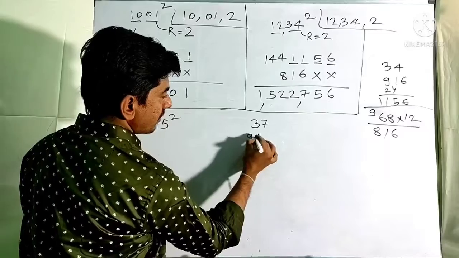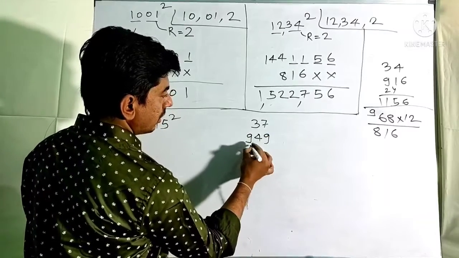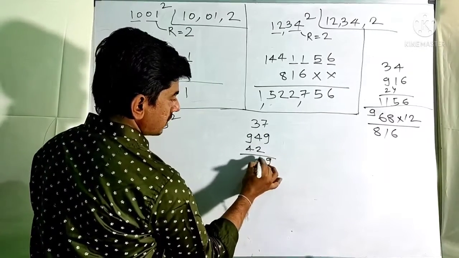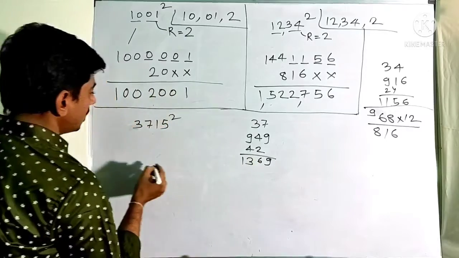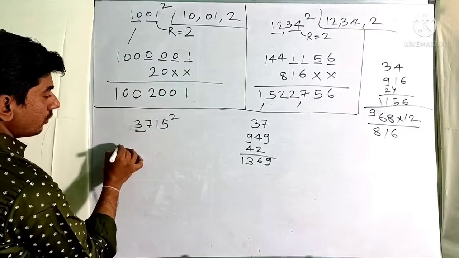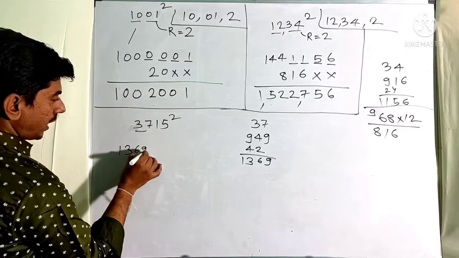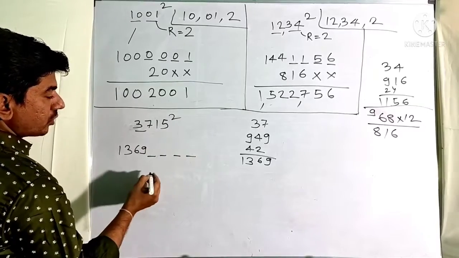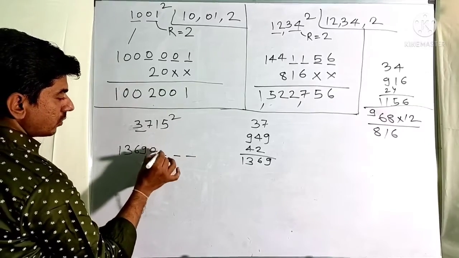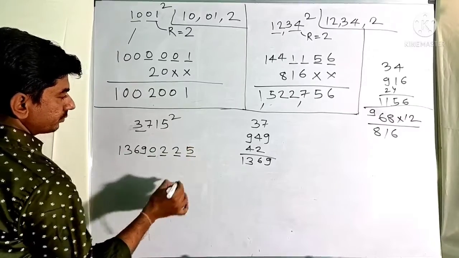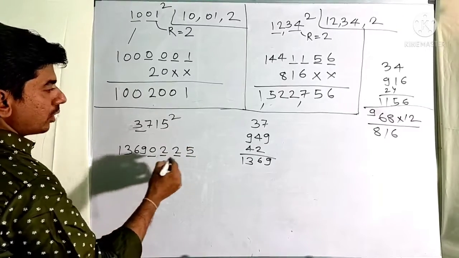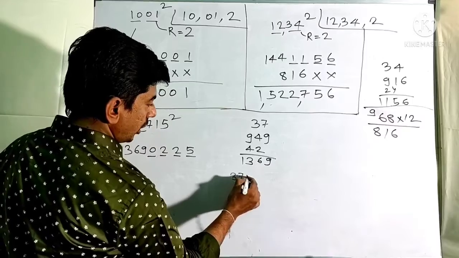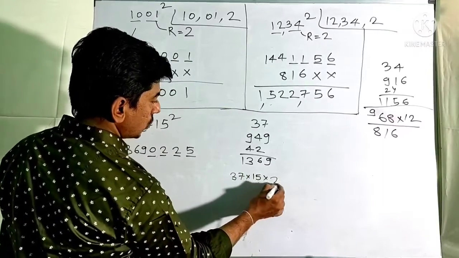3 3s are 9, 7 7s are 49, 7 3s are 21, 42, 9, 6, 13. 1369 will be the square of 37, and the square of 15 should be written in 4 digits, therefore 0 2 2 5. Okay, now the product of 37 into 15 into 2.